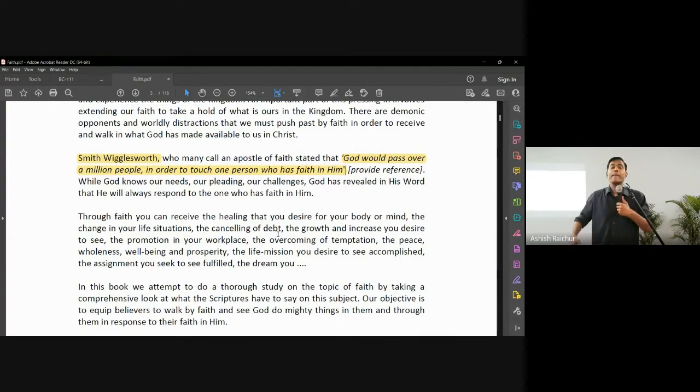So faith is like you and me opening the door and saying, God, please come in. Come and work in me. So faith is giving God that permission. You're letting God come in and work in your life, in my life. So faith in God is very important.